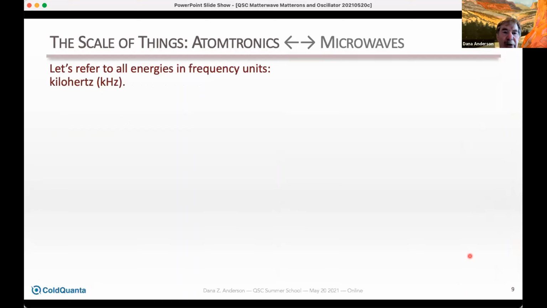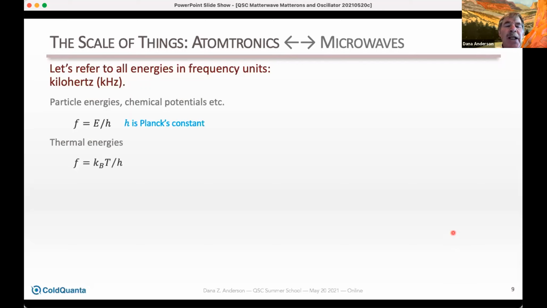But now let me scale you a bit. So in this talk, essentially all energies, unless I forget, are going to be in frequency units, and those frequency units will be kilohertz. So particle energies, chemical potential energies, and so on. Well, the relationship between frequency and energy is just E over h, where h is Planck's constant. So thermal energies, they're given by kBT divided by h. Now we get the thermal energies in hertz or kilohertz.